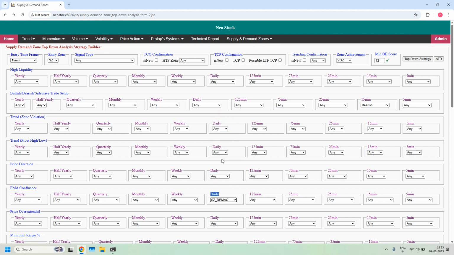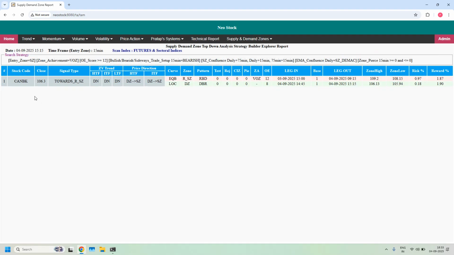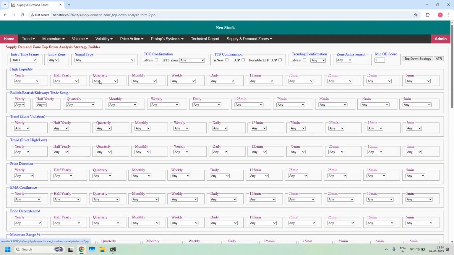Daily supply zone with daily EMA confluence. So Canara Bank is filtered. This 15 minute supply zone might have a higher probability of success if at least 20 checklist items are satisfied. Otherwise, there are higher chances of zone violation. So this is a bearish trade setup for daily income trade. Okay, next we will generate the list of stocks near demand and supply zones for different time frames.